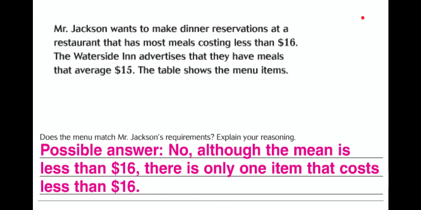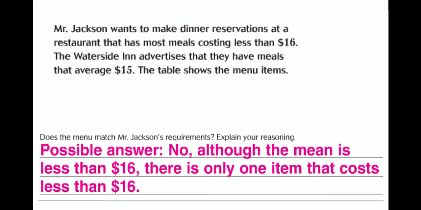Then let's answer this final question. You kind of have to go back to the top, to the first thing that you read when you started this. Mr. Jackson wants to make dinner reservations at a restaurant that has most meals costing less than $16. The Waterside Inn advertises that they have meals that average $15. The table shows the menu items. So does this menu match his requirements?